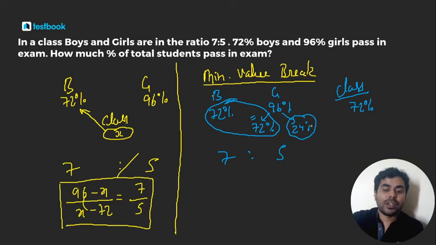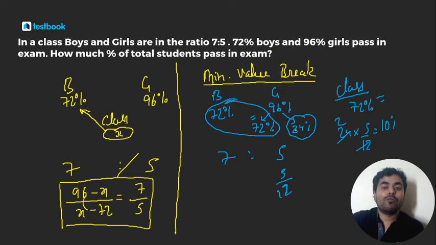Now by what percent? This 24%? No, this 24% will impact the class as 24 into the strength. So what is the strength of girls? 5/12 is the strength of girls. So this 24% is going to impact the class by its strength. So 24 into 5/12 is obviously 10%. So 72% of the class was passing because of 72% boys and 72% girls.